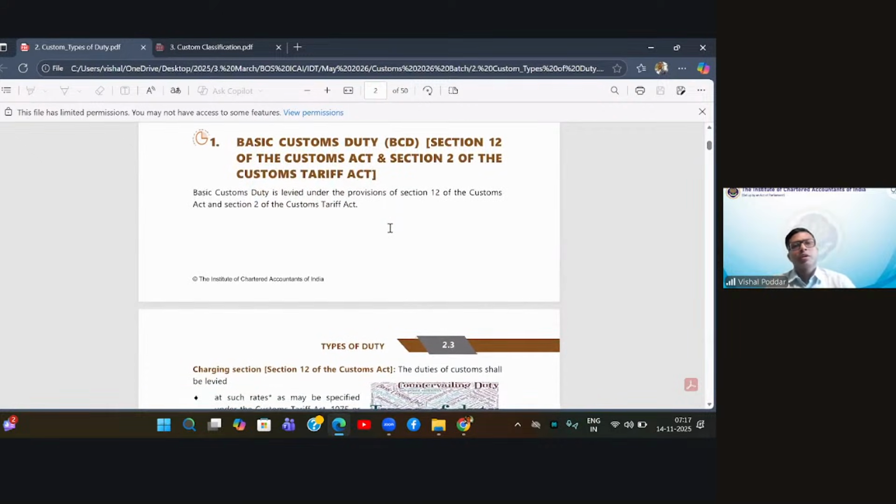Now, except this chapter, in all other chapters of customs, we will be studying and referring to the main parent act, which is the Customs Act. However, this chapter is going to refer to a separate act, which is the Customs Tariff Act.